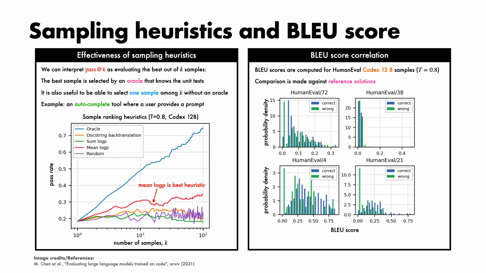We can see that there is not a particularly clean separation between the distributions, suggesting that maximizing BLEU score and maximizing functional correctness are not very closely aligned objectives.